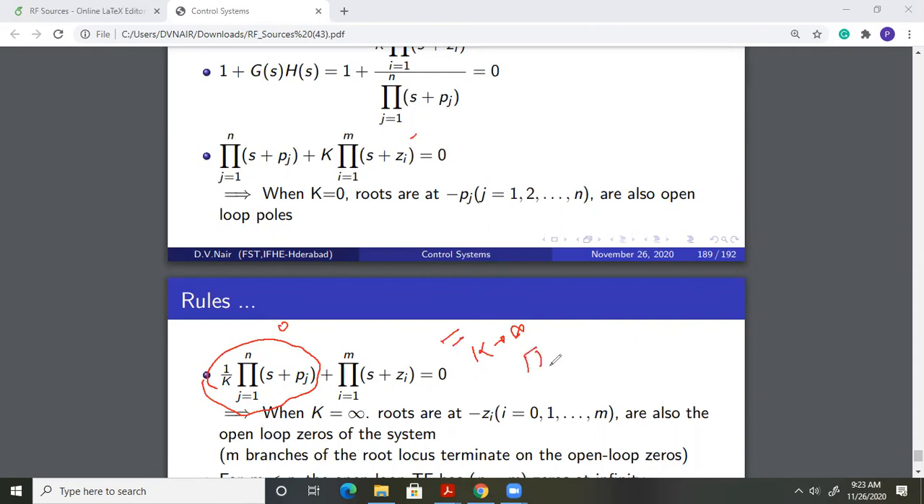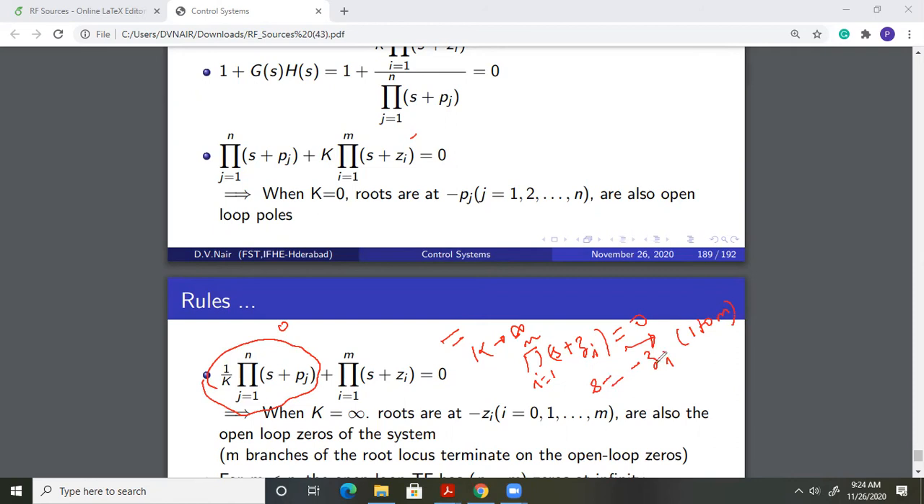Then what is the characteristic equation left with? It is only left with the second product term, that is, the product of (s plus zi) equal to 0, where i runs from 1 to m. M is the number of open loop zeros here, remember. Now this is the left out characteristic equation for the condition when k is tending to infinity. And the solution of this equation will be the roots of the characteristic equation. And what are the roots here when k is infinity? Minus zi's, where i runs from 1 to m. So the roots of the characteristic equation have become the open loop zeros of the transfer function, remember.